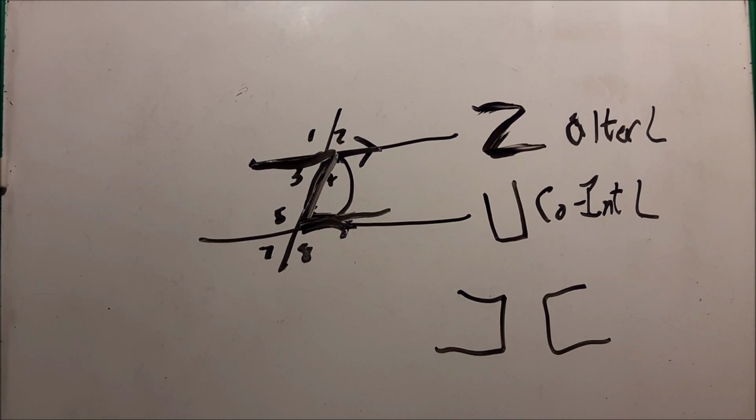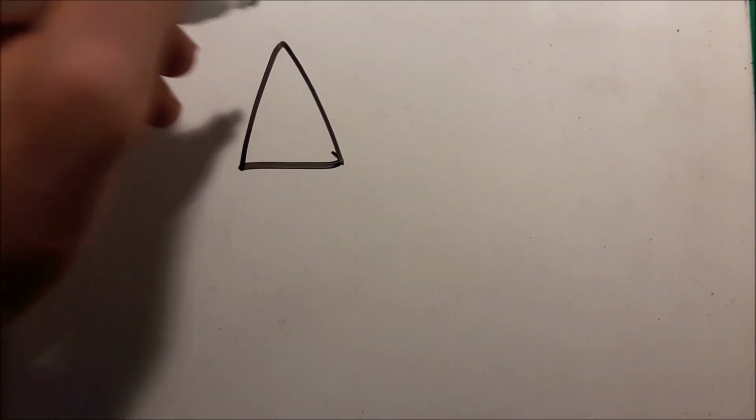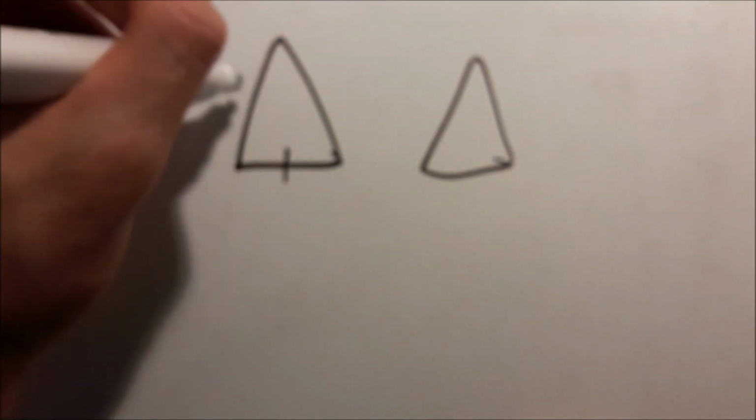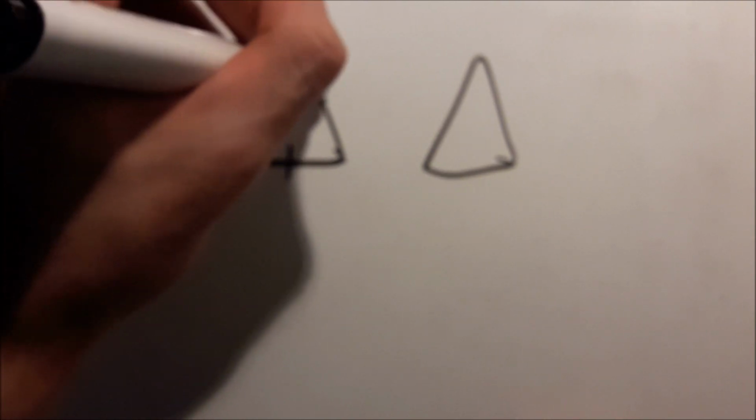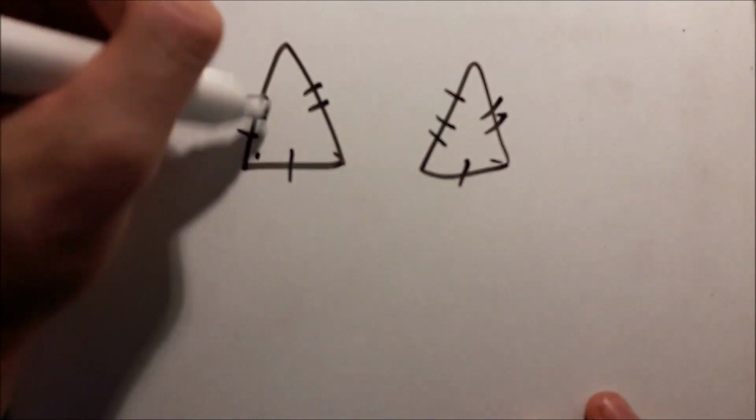But now we're moving over to triangles, and we'll be doing similarity and congruency of two triangles. This side, that side. And then the angles.